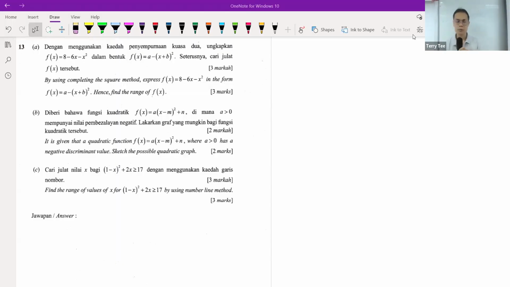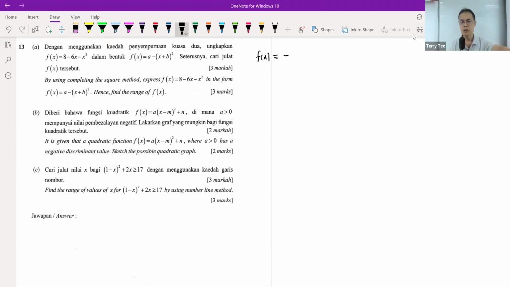Okay, moving on to question number 13. So here we have a function f(x) equals 8 minus 6x minus x squared. You're supposed to complete the square and give your answer in this form. So I think the first thing to do when you complete the square is to leave the 8 out. The 8 is not involved in the process of completing the square. You can put the 8 in front or in the back. Actually, it doesn't really matter.